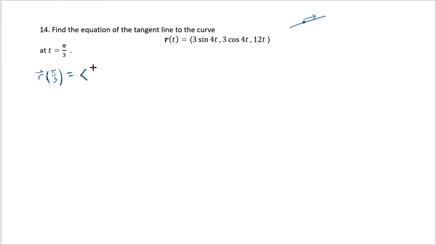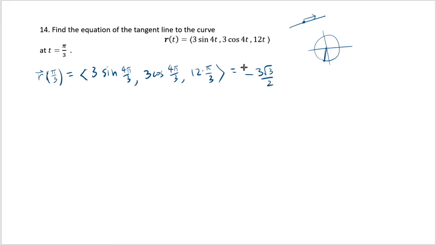Okay, so you have 3 times sine 4 pi over 3, 3 times cosine 4 pi over 3, and 12 times pi over 3. Sine 4 pi over 3, let's see, the unit circle, 4 pi over 3 is here, and sine would be negative radical 3 over 2, so it would be negative 3 radical 3 over 2. Okay, hopefully you have these memorized. Cosine 4 pi over 3 would be negative 1/2, so it's negative 3 over 2. And 12 divided by 3 would be 4, so you get 4 pi. Okay, so that's a point on the line.